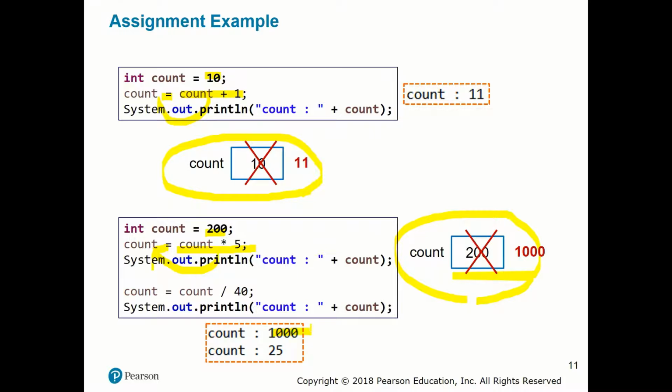Next, we evaluate the quotient of count divided by 40. Since the current count is 1000, we need to find the quotient of 1000 divided by 40, which is 25. So 25 will be stored in count in the last. So 25 is printed out.